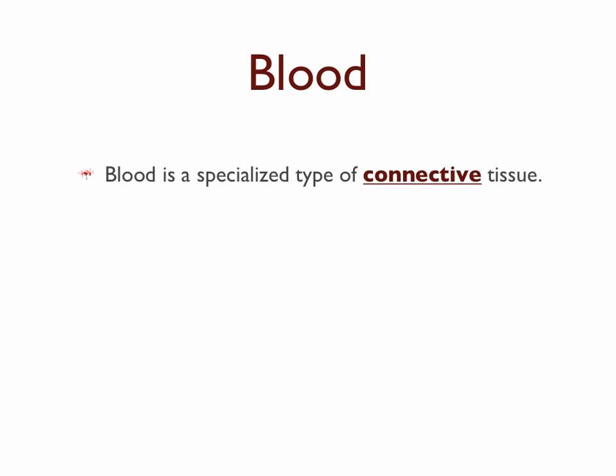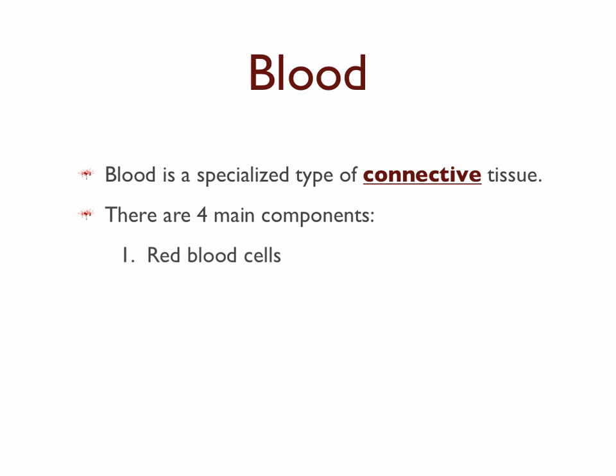Remember from the unit on histology that blood is a special type of connective tissue, and it's composed of four main things, the first of which are red blood cells. Red blood cells are also called erythrocytes, and they are responsible for transporting respiratory gases like oxygen throughout the body.